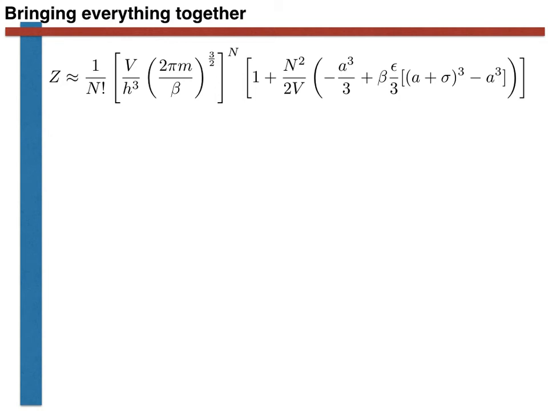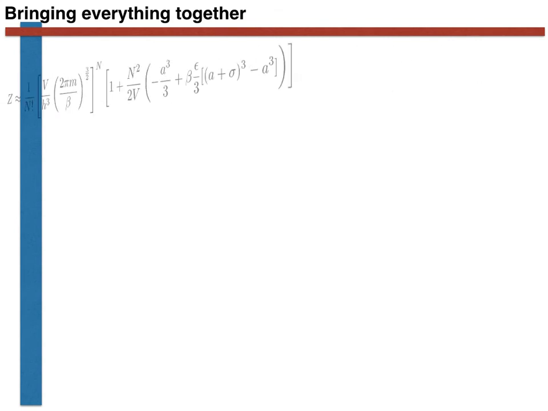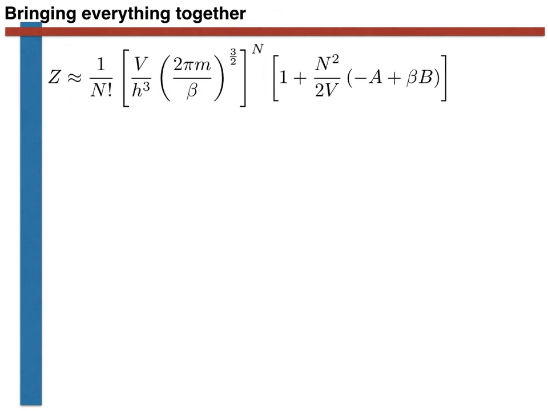When we insert the values of these three integrals that we've just obtained into our expression for the canonical partition function, we get the equation shown at the top of this slide. To simplify this expression a bit, let's say that a cubed over 3 is equal to capital A, and that capital B is equal to 1/3 epsilon multiplied by a plus sigma all cubed minus a cubed, so that we can rewrite the integral on this page as A plus beta B. Our partition function in this expression thus becomes shown here.